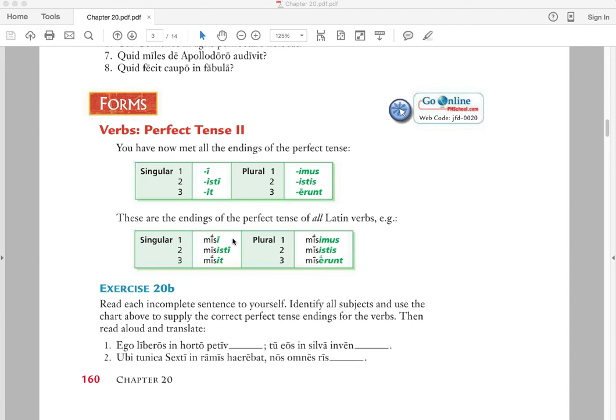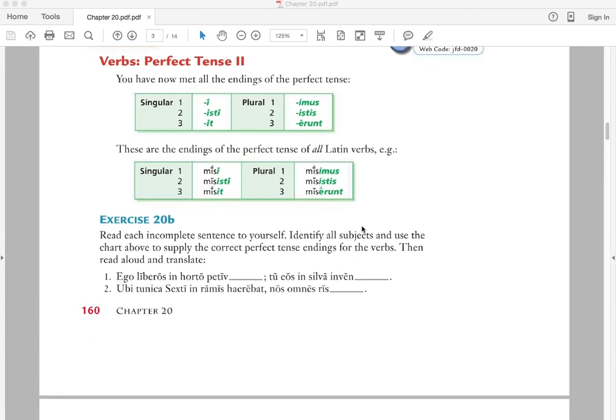And you see them added on to an actual verb here. So this is misi, which comes from the verb mitto, mittere, to send. So this means I sent. Remember, perfect tense is finished, completed action. I sent, you sent, he sent, we sent, you all sent, and they sent here.